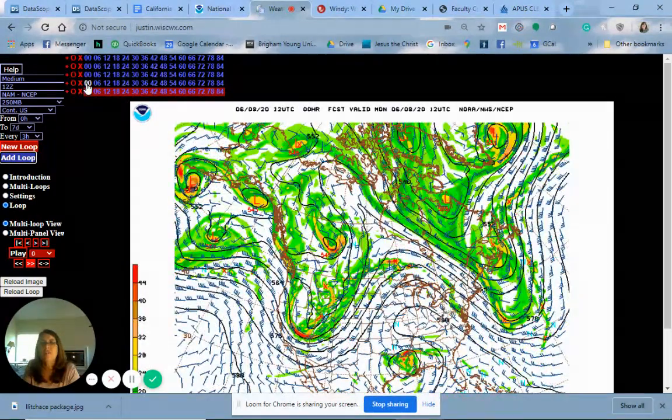Okay, at 500 millibars, the colors that you see here are vorticity. I'm not going to get into that right now, but it's the spin of the storm that actually creates some of the uplift. One of the things to look at.